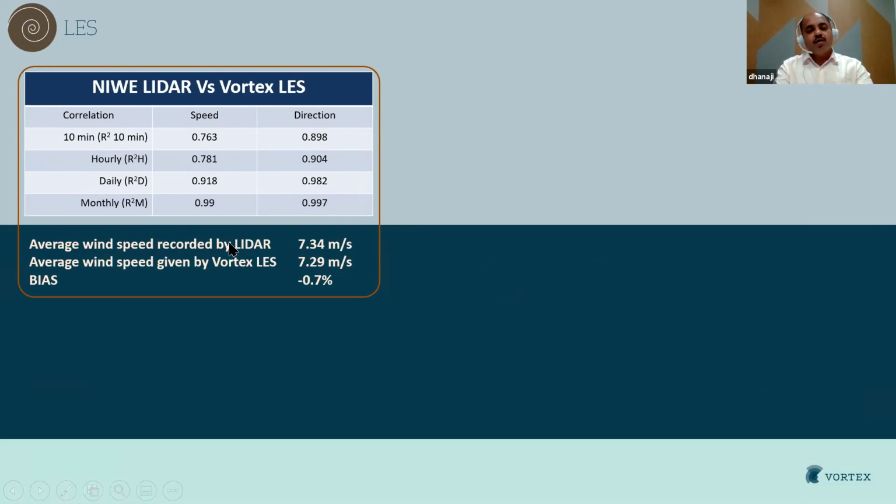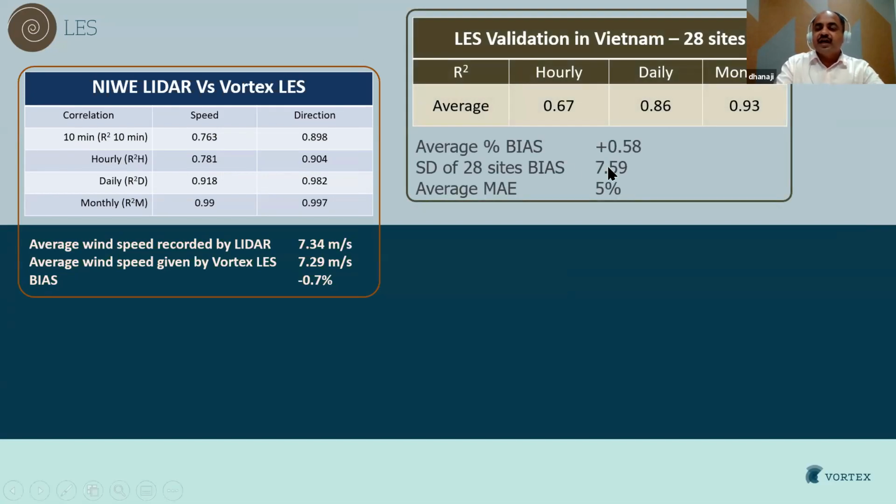The average speed recorded by the LIDAR was 7.34 meters per second, and the average speed given by Vortex LES was 7.29 meters per second. So there was a very low bias, just 0.7% on the negative side. At the same time, I also carried out 10-minute, hourly, daily, and monthly correlations for wind speed and wind direction. Okay, let me tell you about another validation which we did for LES on 28 sites in Vietnam.